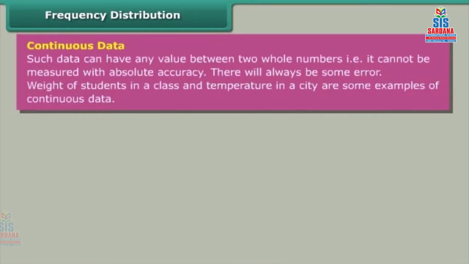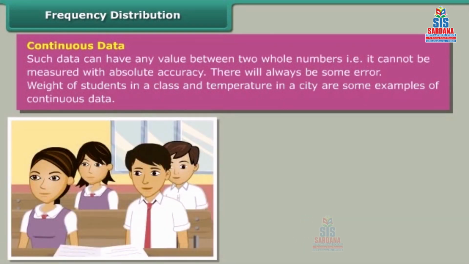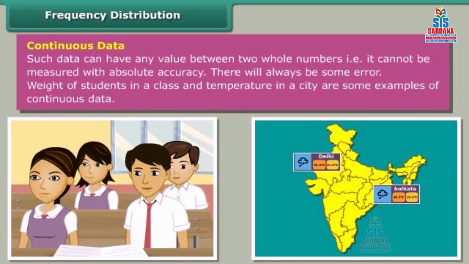Continuous data. Such data can have any value between two whole numbers. It cannot be measured with absolute accuracy. There will always be some error. Weight of students in a class and temperature in a city are some examples of continuous data.